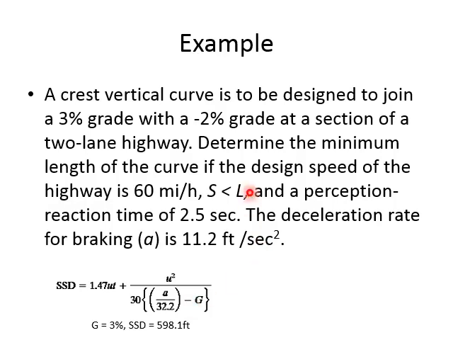Then for this condition, when S is less than L, I already have an equation to calculate the minimum length of the curve, which is this equation. S is calculated and A is the absolute difference of G1 and G2. So if you do the absolute difference of 3 minus negative 2, you will get 5, right? So A is 5. Putting A as 5, you will get a length of 828.8 feet.